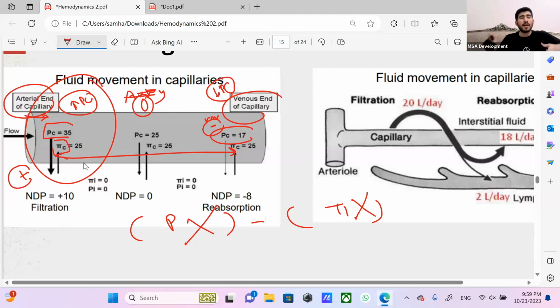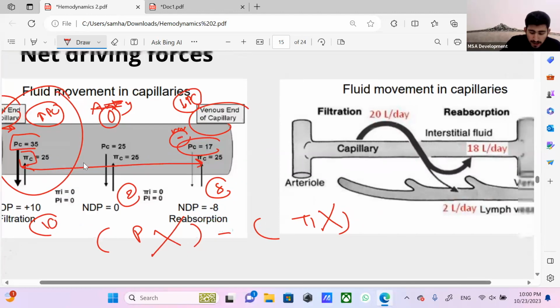But you must know that the pushing is way higher than the pulling at the end. Let's say at the beginning we pushed or filtered 10. At the end, we can, let's say, reabsorb 8. And so the pushing or the filtration is all the time higher than the reabsorption. And so at the end, we will have filtration of 2. Okay, not all the time 2, but at the end, we will have filtration. Okay, now, I hope this was clear.